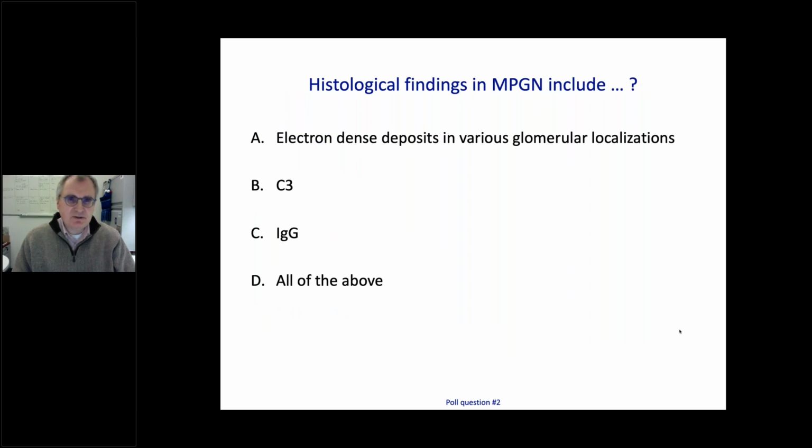So a first question for you. What of the following is included in the histological findings in MPGN? An easy one to start.